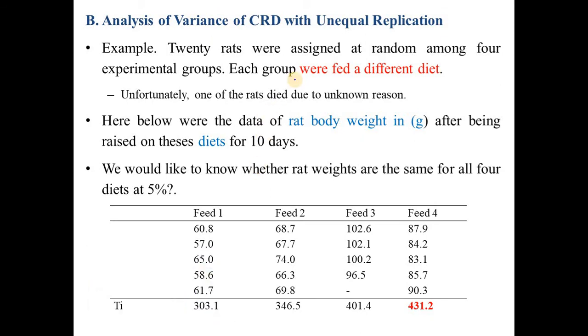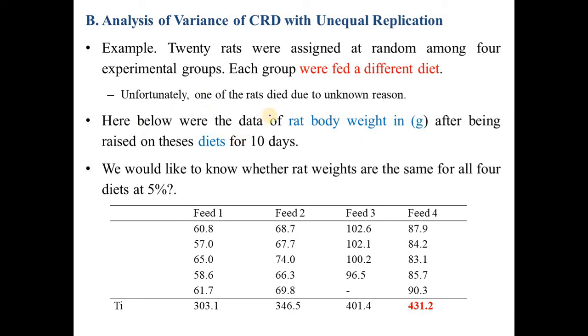Therefore, here is one example. Twenty rats were assigned at random among 4 experimental groups. Each group was fed a different diet. Unfortunately, one of the rats died for an unknown reason. So one observation is missing from our experiment. In such a case, we need to use ANOVA of CRD with unequal replication.